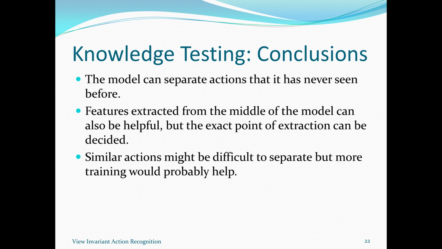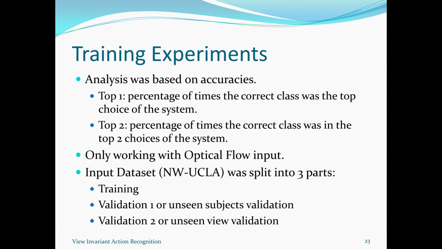So overall conclusions for this knowledge testing is that the model was able to separate actions that it had never seen before. The feature extracted from the middle could also be helpful, but the exact point of extraction we haven't settled yet. We could change things and try other things. And similar actions were difficult to separate at this point, but probably with some training that could improve. So now we move on to the training experiments.